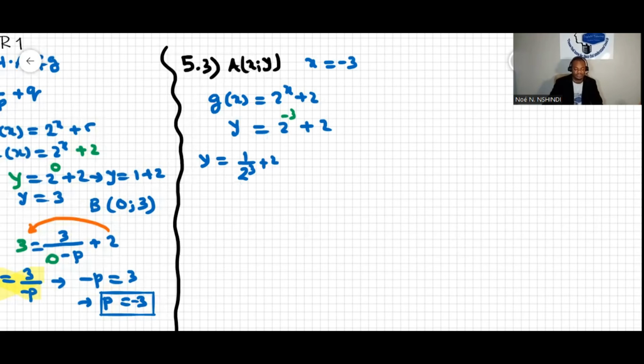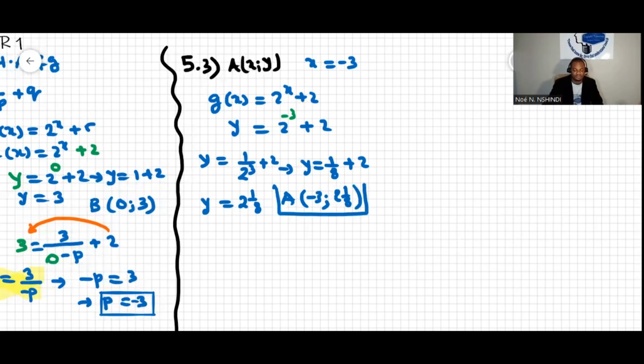Okay, that makes y equal to 1 over 8 plus 2. And then that makes 2 and 1 over 8. That's the y coordinate of A. So we can see A is just the point negative 3 and 2 and 1 over 8. Voila.